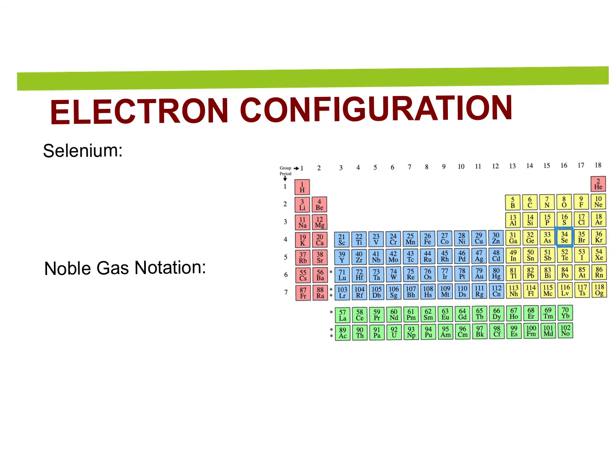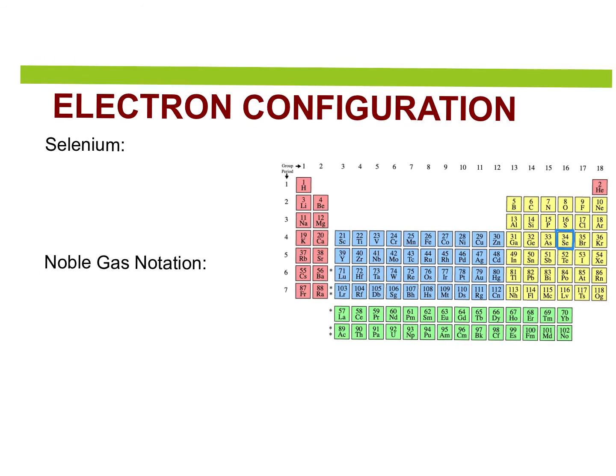All right, so what are we going to start with? Okay, selenium, we start right here. What is this? Okay, 1s, and we're past both of them, so 1s2. Okay, then where do we go? Okay, 2s2. Okay, then what? What's this section? Okay, 2p, and we're past all 6 of them. So I'm going to write 2p6.